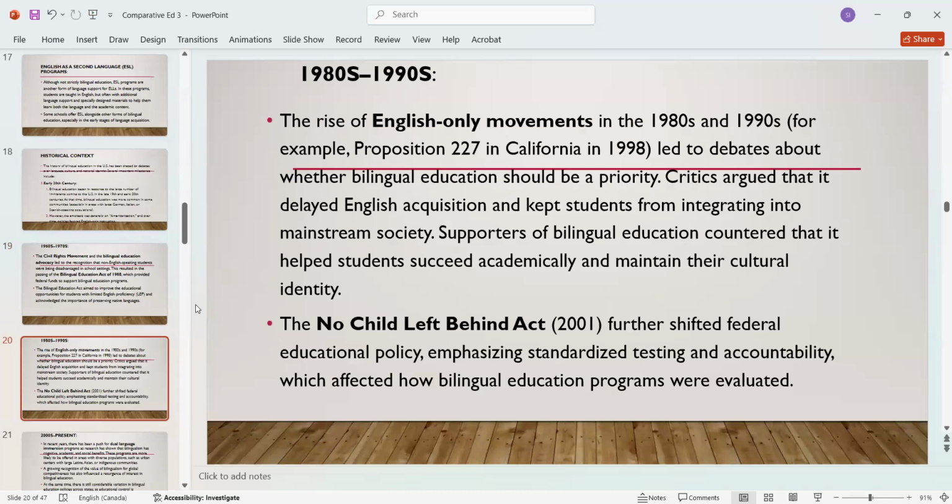And in 1980 to 1990, historical events, right? The rise of English-only movements. Now they are talking about, they wanted to have English only, right? The rise of English-only movements in the 1980s and 1990s, for example, Proposition 227 in California in 1998, led to debates about whether bilingual education should be a priority. Critics argued that it delayed English acquisition and kept students from integrating into mainstream society.